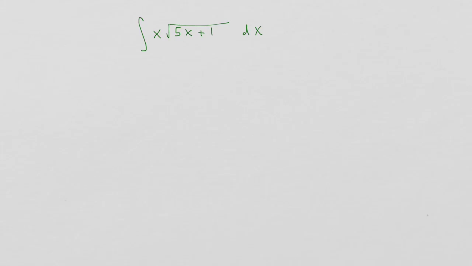So let me show you one more now, which is going to be even a little bit more complex. But again, we're going to follow the same rules and begin by letting u equal the innermost function, which is 5x plus 1, and then du is going to equal 5 dx. And now we run into some new trouble.